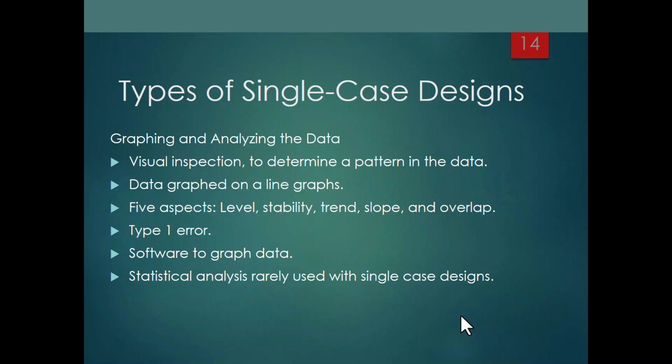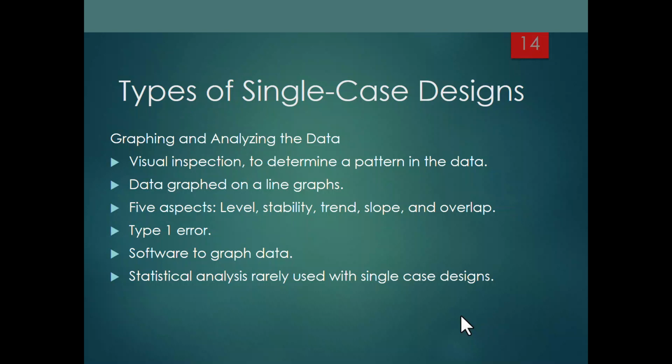Stability, so a clear, predictable pattern from baseline to intervention phase and within the baseline and the intervention phases. Trend: a pattern in the data that indicates that the target behavior is improving, so there's an upward slope, or it's deteriorating, a downward slope, or it's staying the same, which is the flat line. The slope is the magnitude or the steepness of the trend.